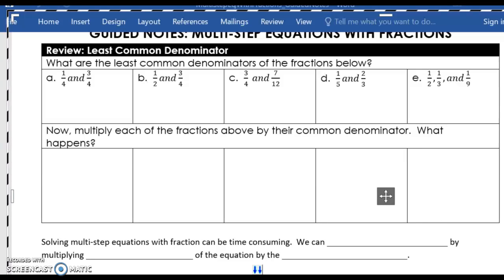Let's start with a review of least common denominator. What is the least common denominator of 1/4 and 3/4? It's 4. What about 1/2 and 3/4? This is also 4, because 4 is the smallest number that is divisible by both 2 and 4.